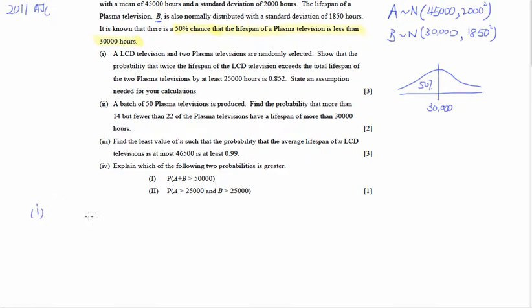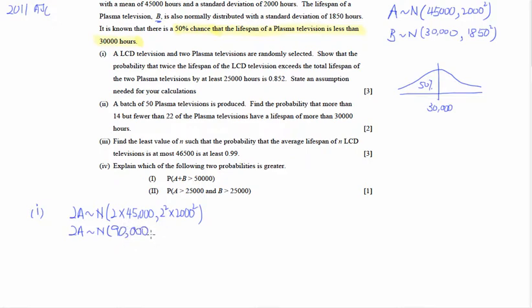Okay, so based on the information we know, we are talking about 2A, twice the lifespan of the LCD, which is A. So twice refers to multiply by 2. So we will get 2 multiplied by 45,000, and of course for the variance, we will take 2 squared multiplied by 2,000 squared. So our 2A will follow a normal distribution of, from our trusty calculator, 90,000.